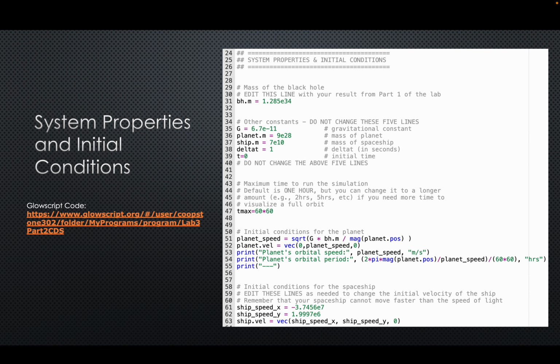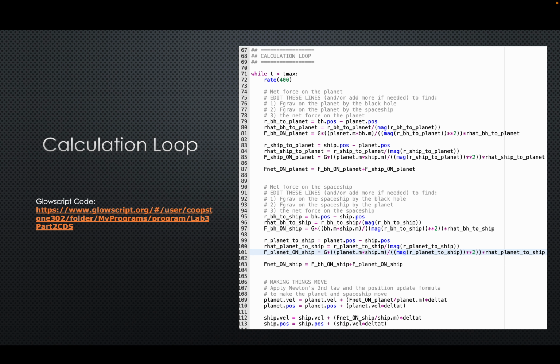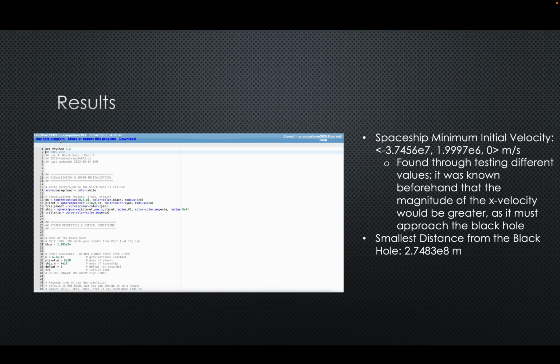In the second part, we aim to find initial velocity so that the ship does not crash into the black hole. Here you can see the initial conditions with the new black hole mass found in part 1. And then here you can see the loop where I found r and r hat, and then use this to find the forces of each object on one another, and then find the net force on the planet and on the ship, and then model the velocity and positions after those forces.